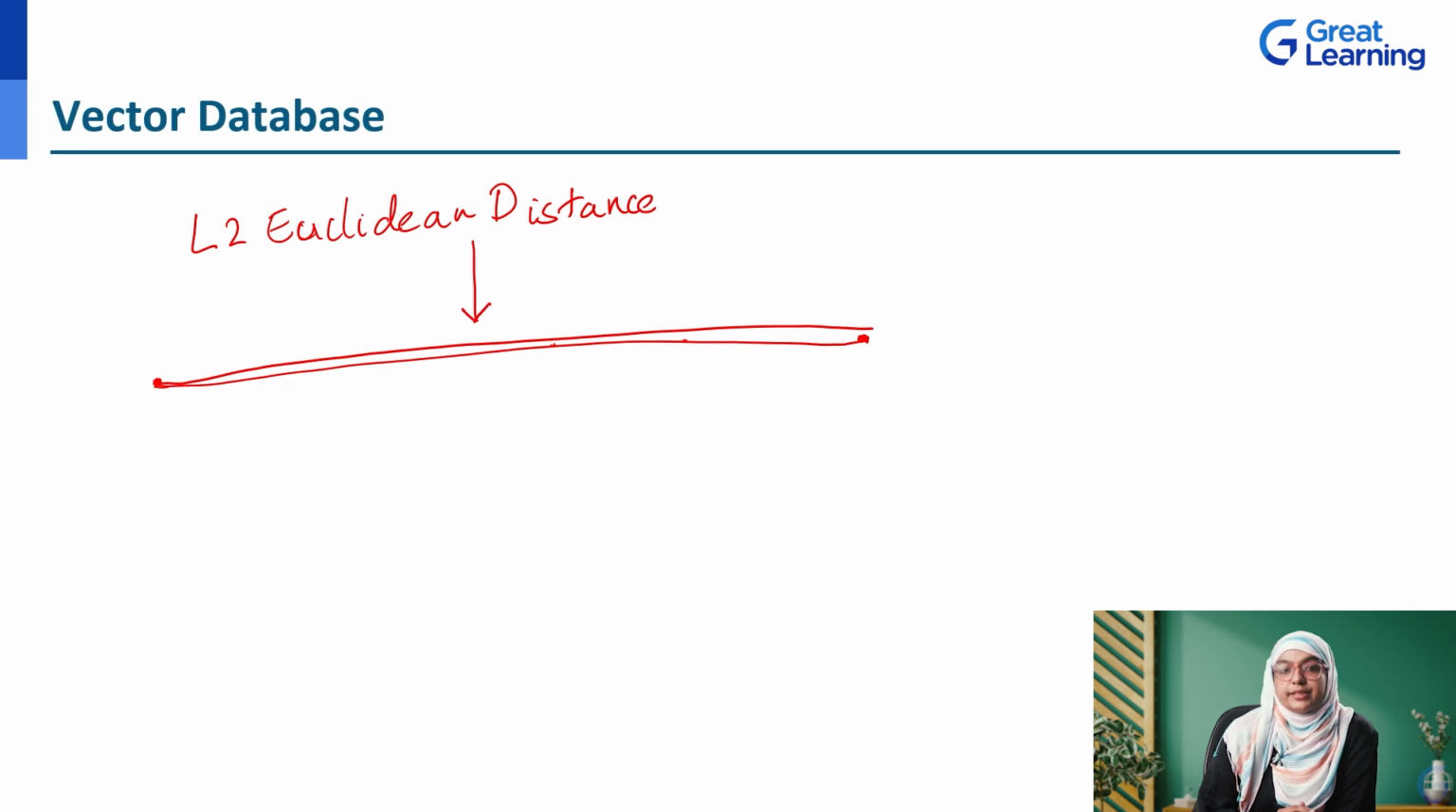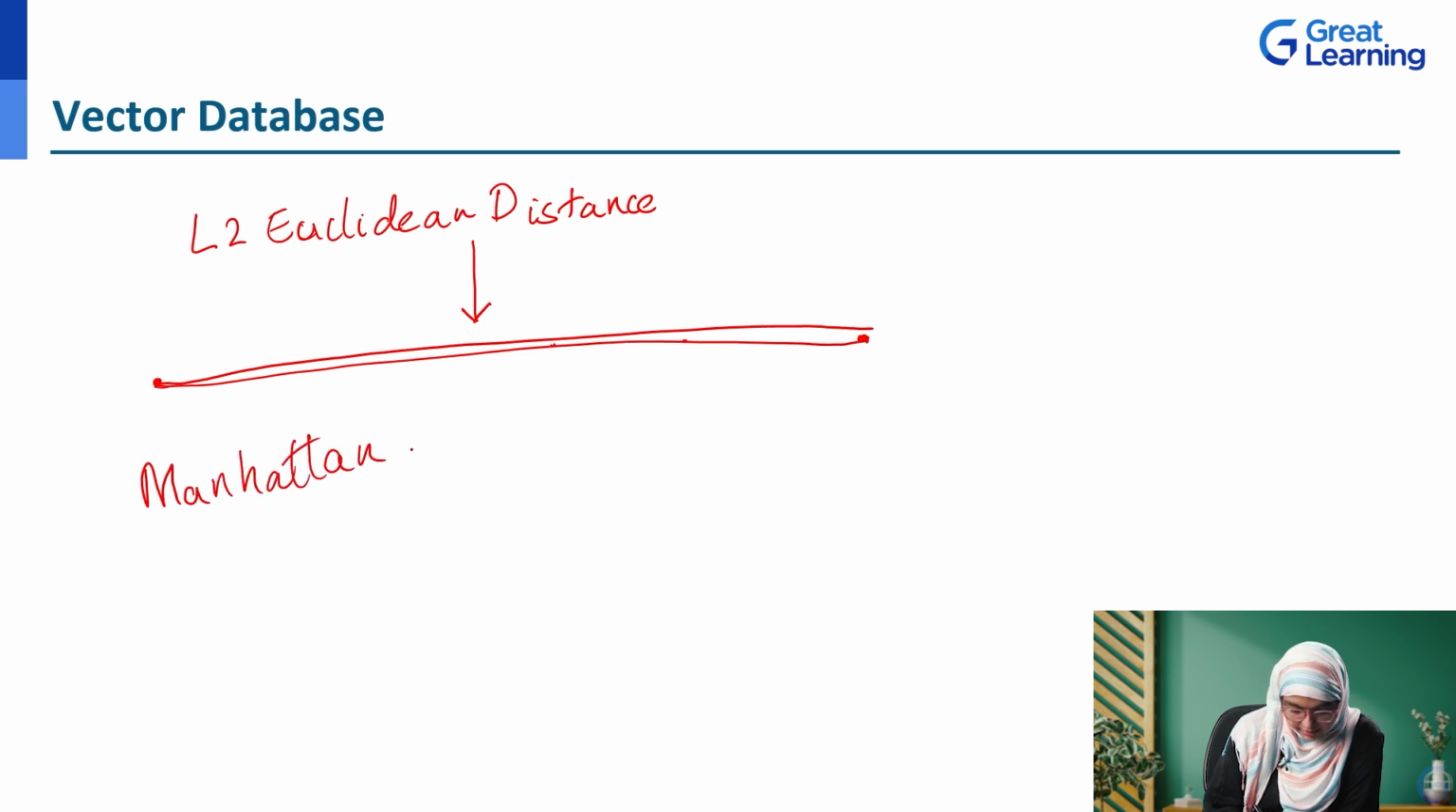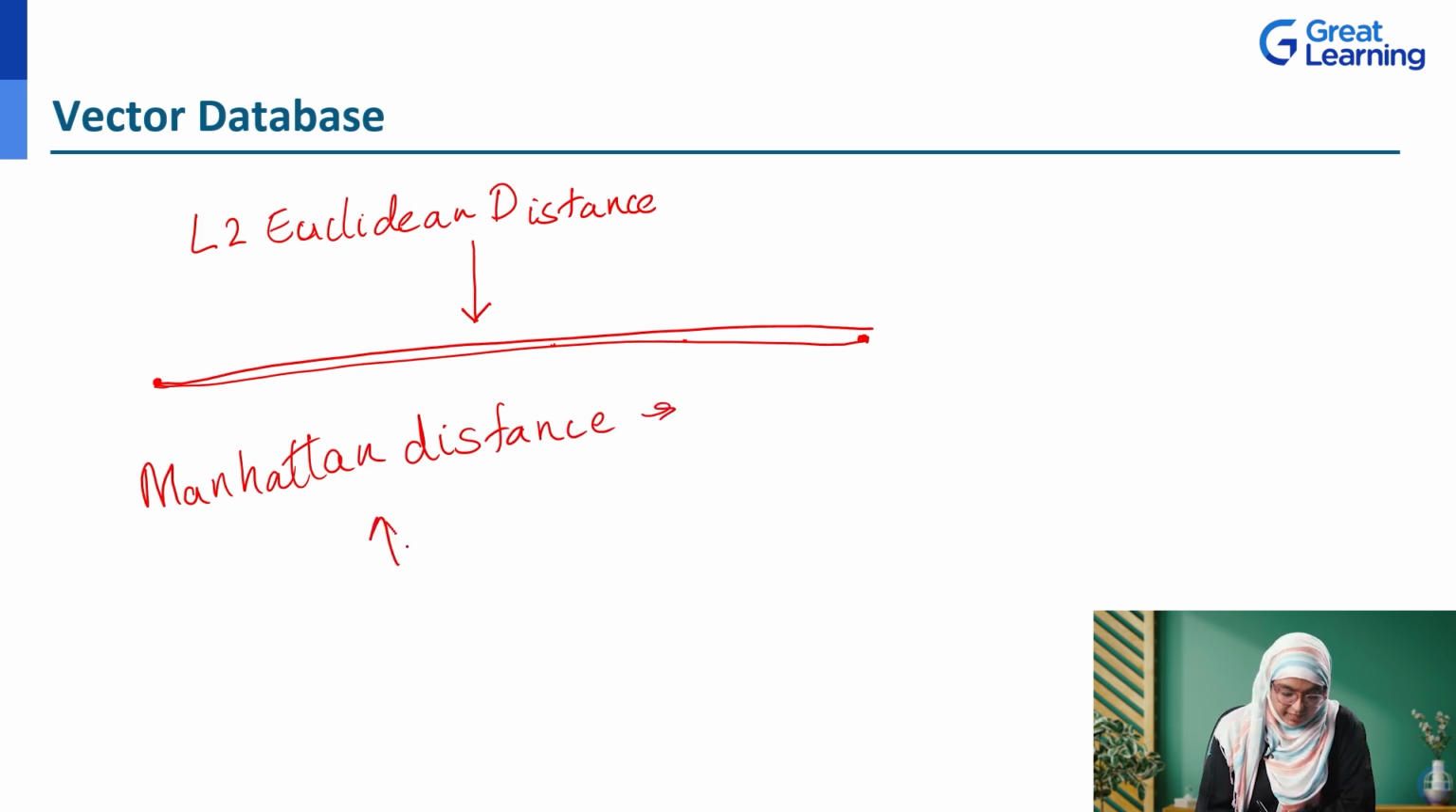Besides L2 Euclidean distance, there are other measured distances as well, like Manhattan distance. This Manhattan distance is like measuring the distance by moving up, down, left or right on a grid, just like how a taxi moves while driving on the streets of a city.